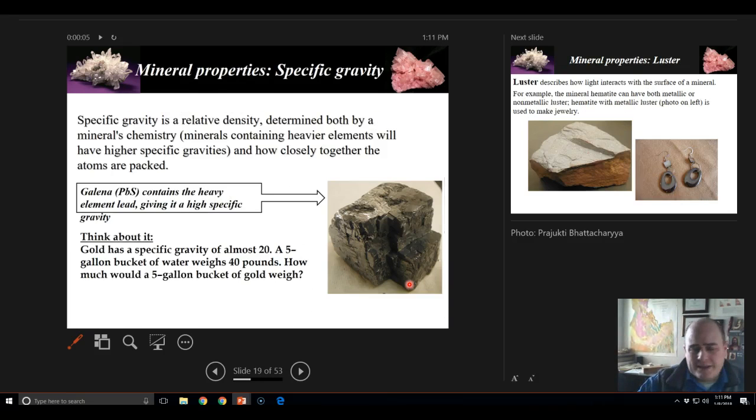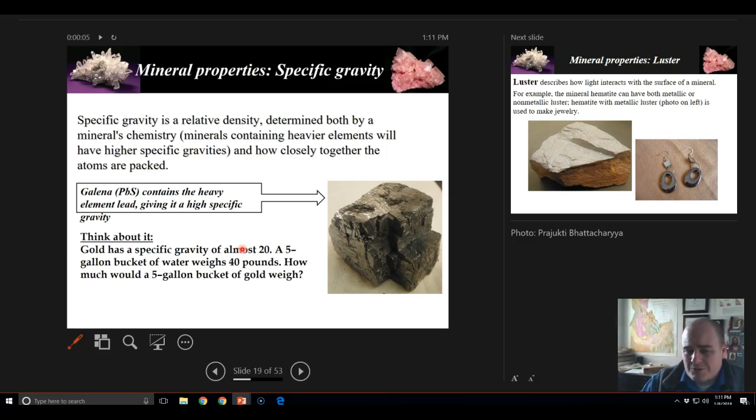Specific gravity is how dense something is. Galena has a high specific gravity because it has a lot of lead in it, and lead tends to be heavy. So we can extract that lead from the galena to get lead, or even sulfur.